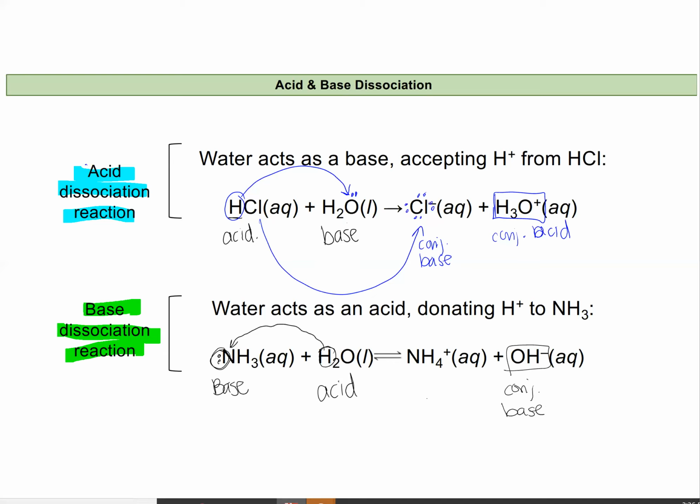And our nitrogen gains a hydrogen, so we went from NH3 to NH4 and gained a positive charge. And we form a conjugate acid. And we looked at this when we did Lewis dot structures. This is a nitrogen bonded to 4 hydrogens with a positive charge.